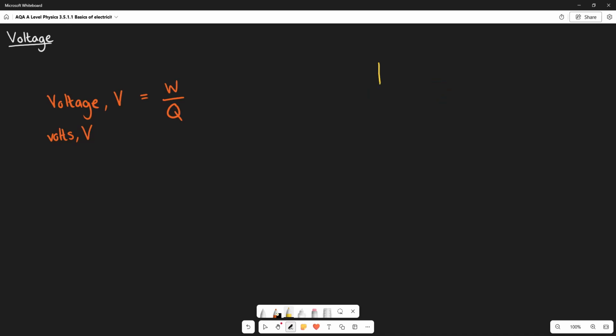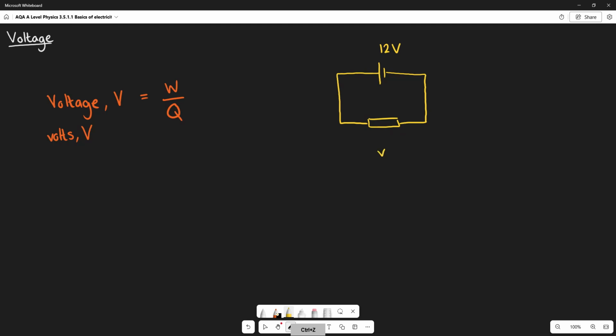If we have a circuit with a power supply and a resistor, then we have two types of voltages. We have the voltage of the power supply, in this case a cell, and we have a voltage across the load, the component or components in the circuit.